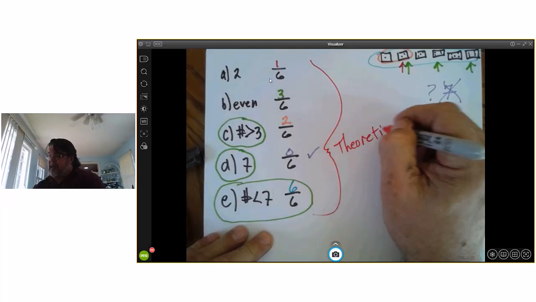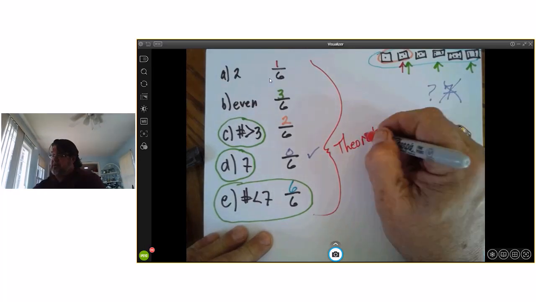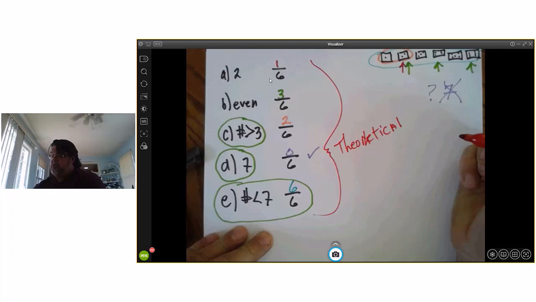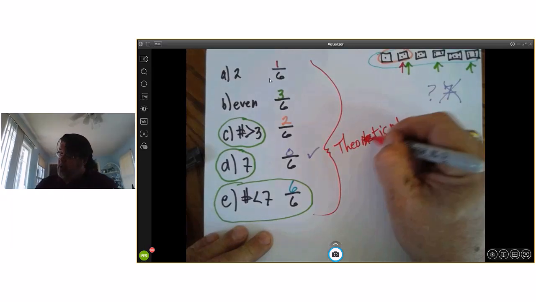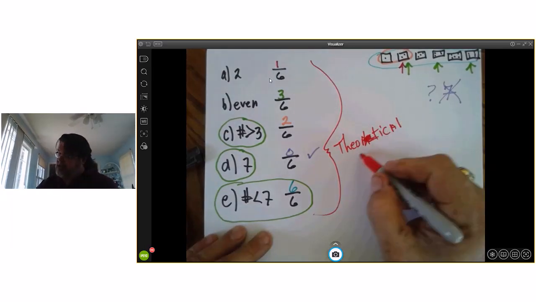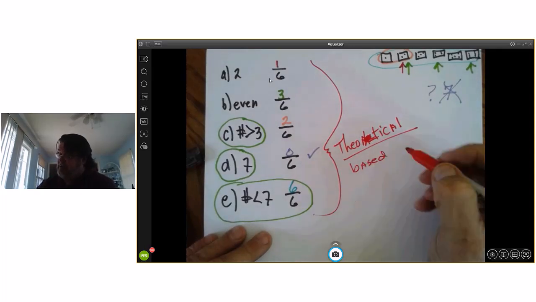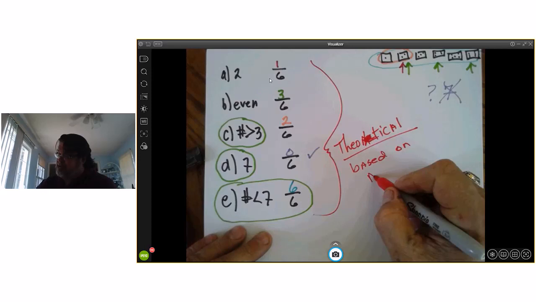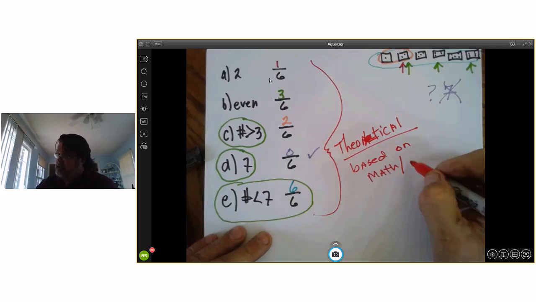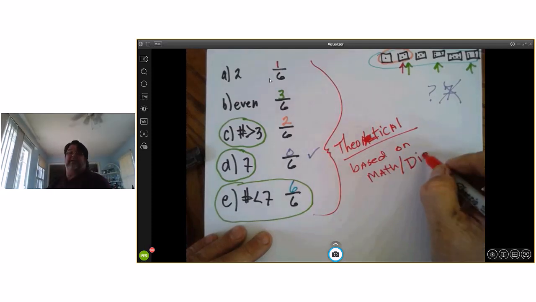And there's supposed to be an H in there. I think it's right there. No, it's just theoretical. Okay. Why are they theoretical? Because they're based on what? Do I have a die in front of me? No. They're based on 100% math, what you know of a die.